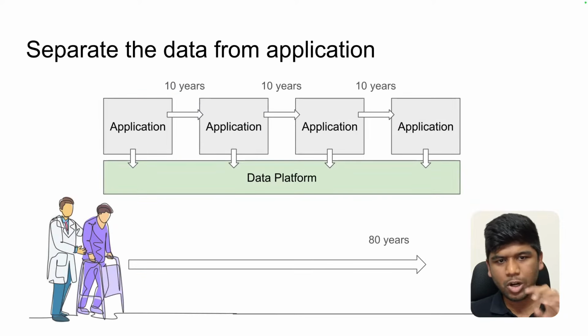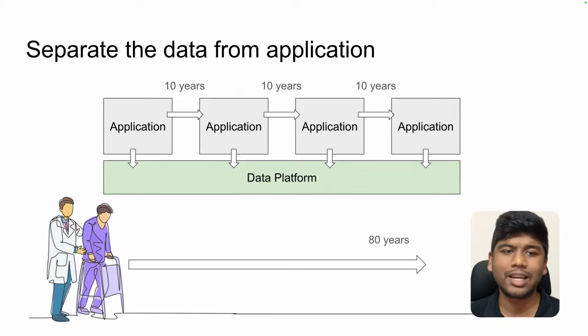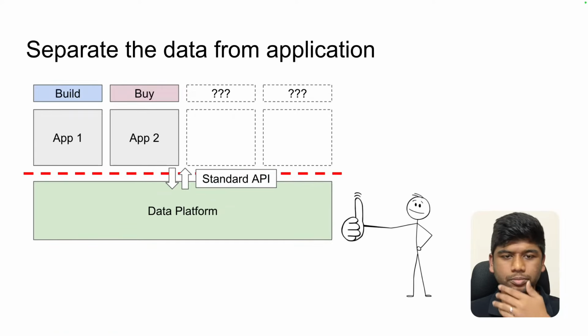Now, we talked about this. Applications come and go. Now what happens when you replace that with the data platform? One application may come, then another 10 years after that you might have a replacement, but you don't lose the data. The data is still there, in the standard format on the data platform, and everything is cool. The patient lives up to 80, and you have all of this data from 8 years ago.